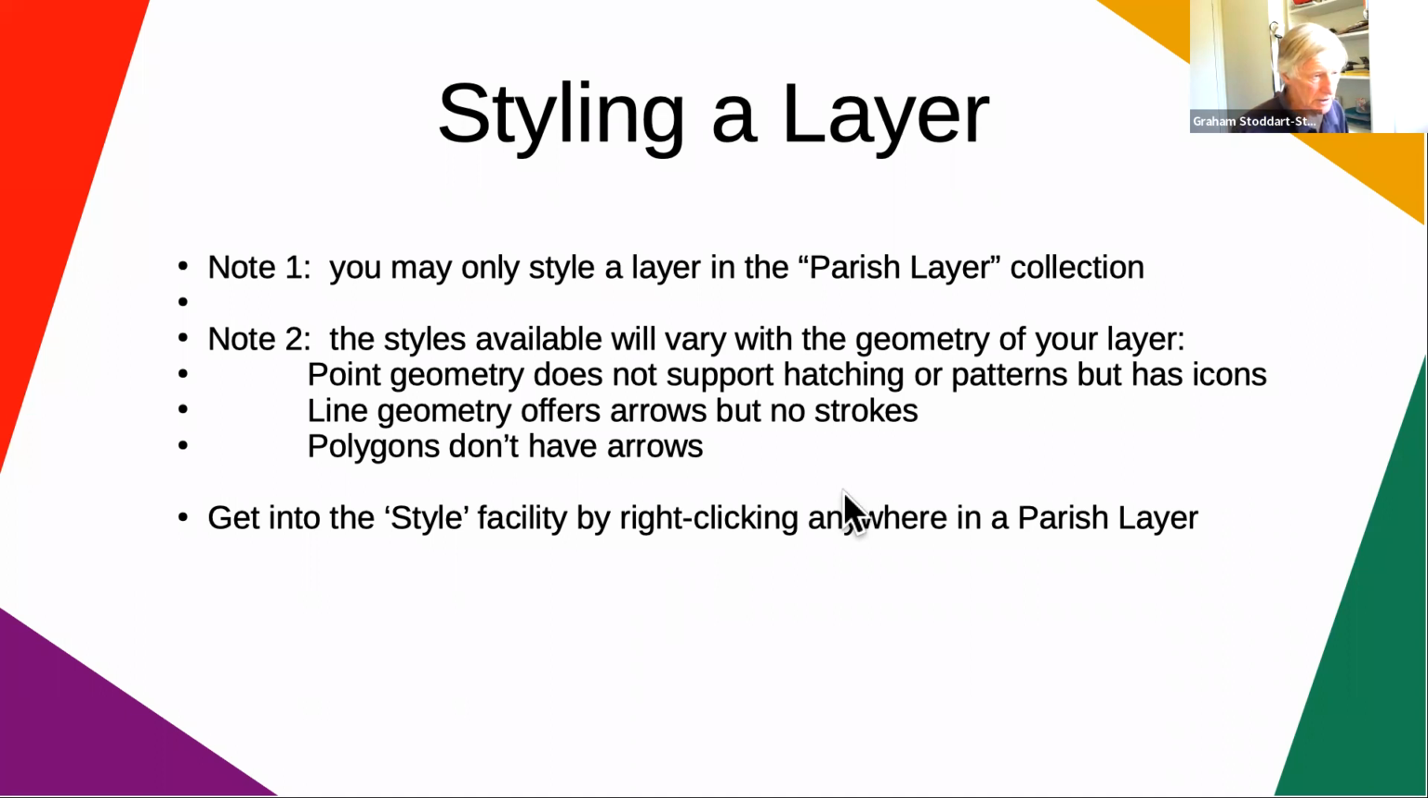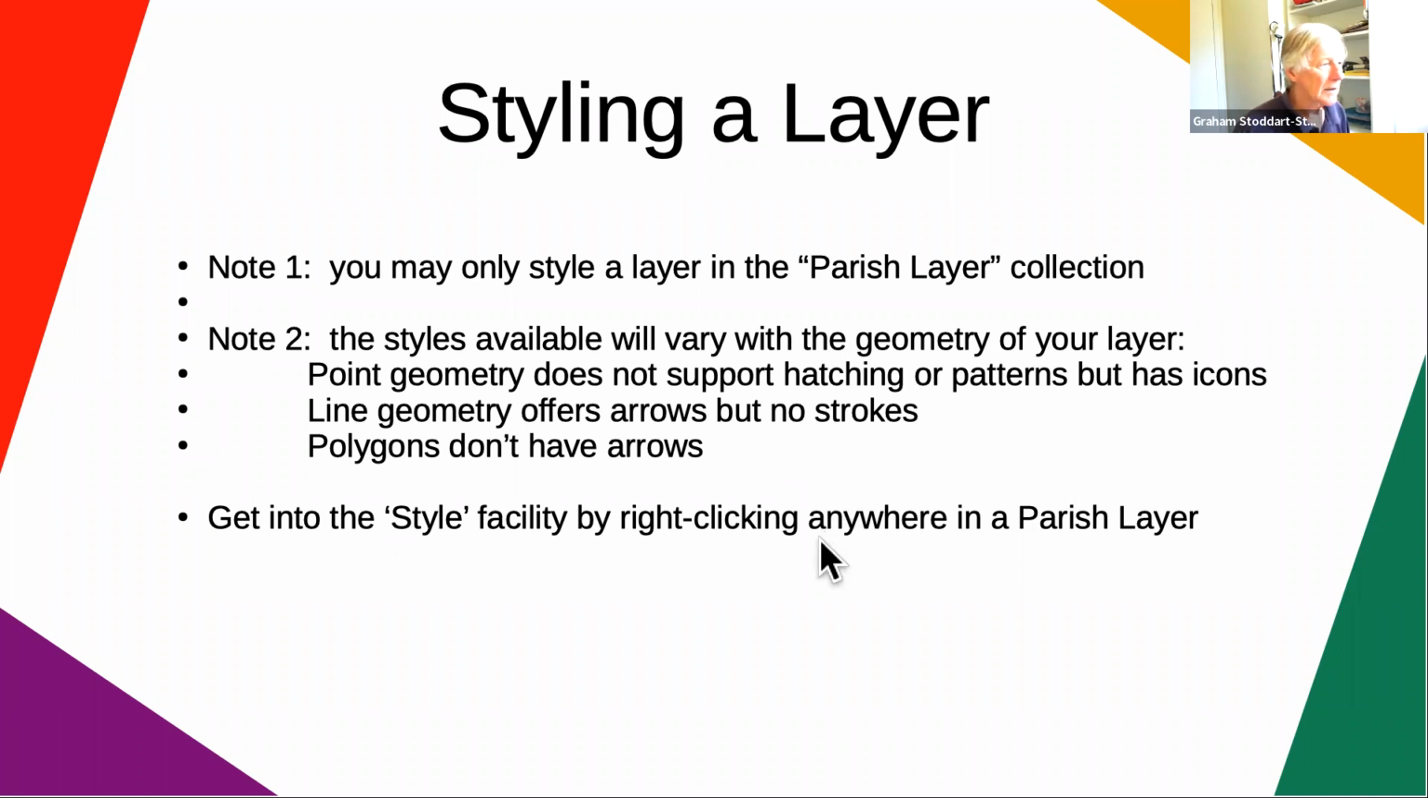Unsurprisingly, point geometry, which is an individual point, cannot support hatching or patterns because there's no way to put them, but you can put in icons, which is very, very helpful. Line geometry obviously offers arrows, but you can't get strokes, and polygons don't have arrows.